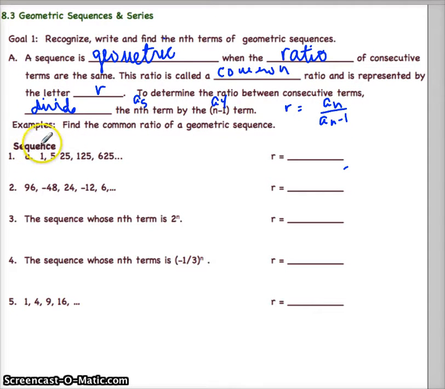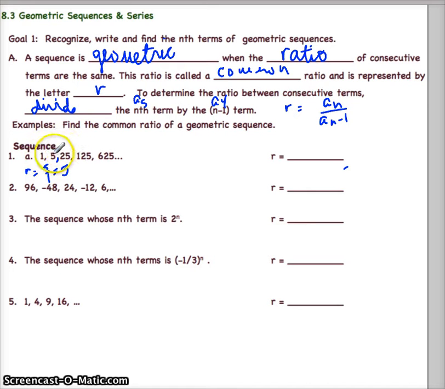Let's look at example 1. We have a sequence here. The terms are 1, 5, 25, 125, and 625. So to find the common ratio, we take the first two terms and we divide. 5 divided by 1 is 5. Now, if I want to confirm that this is indeed geometric, I need to check to make sure that the ratio is common between more than just one pair of terms.